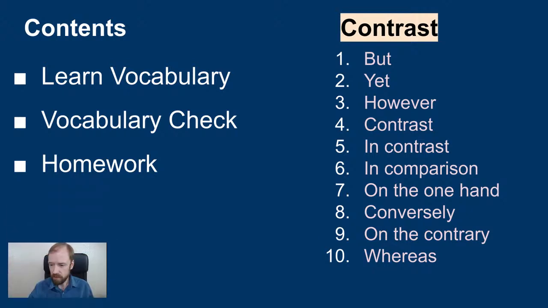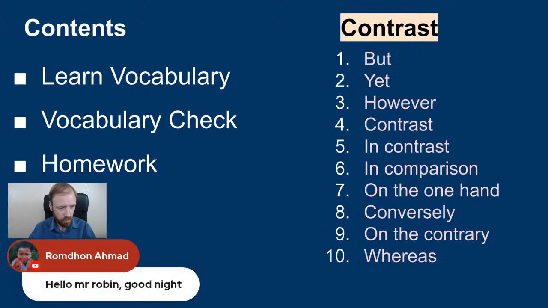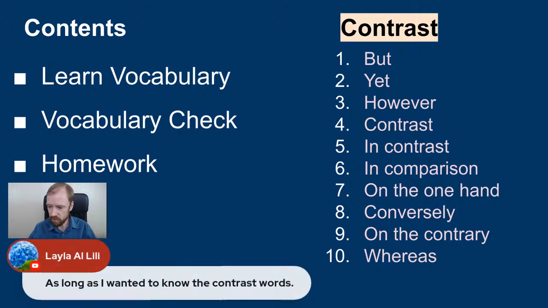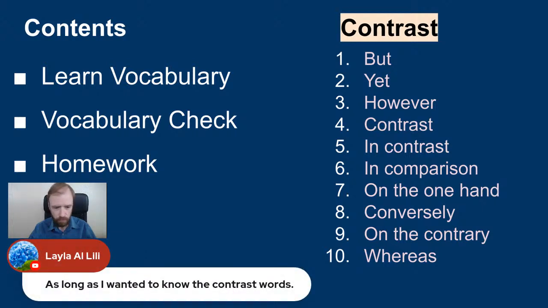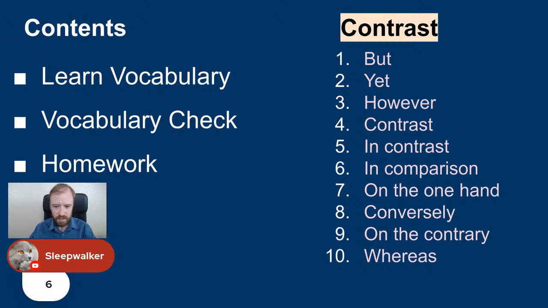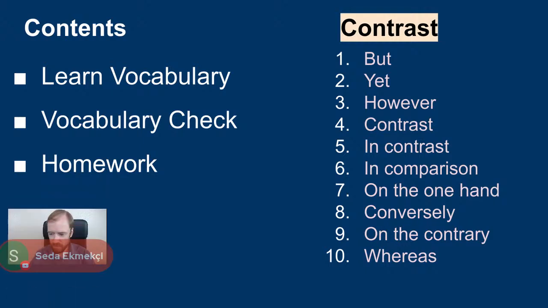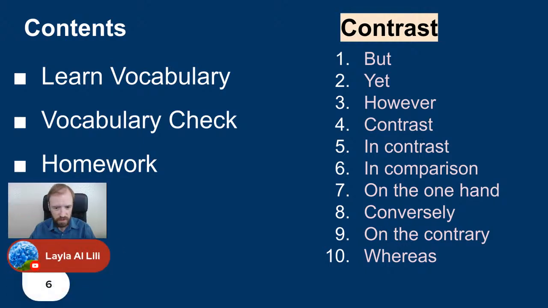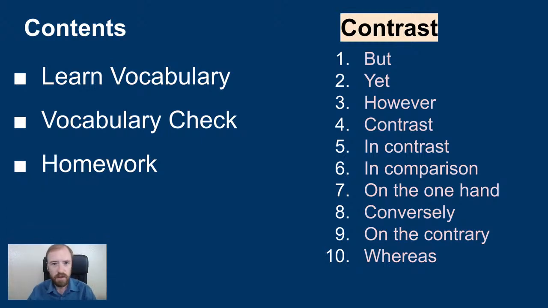Sita Ekmeki, hello. Sorry if I did not pronounce your name correctly. Ramdan Ahmad, hello, Mr. Robin. Good night. Good evening, maybe is better. As long as I wanted to know the contrast words. Sleepwalker doesn't know 6, in comparison. Well, that's not too difficult. 8, conversely. 6, in comparison. Conversely, we are going to study all of that in this lesson, and you're going to practice it. Not only are we going to practice it later in this lesson, but you're going to have homework.